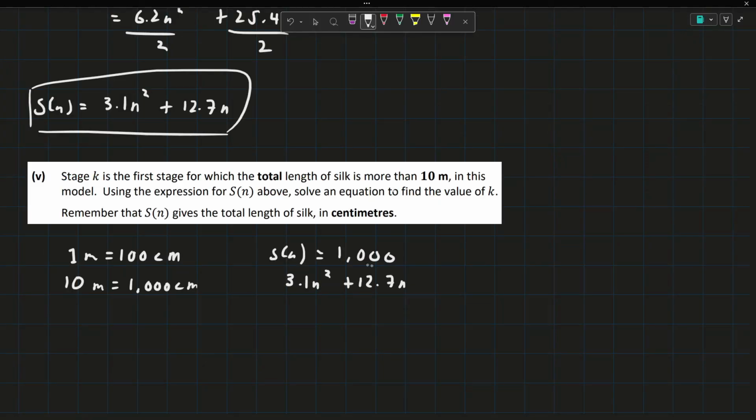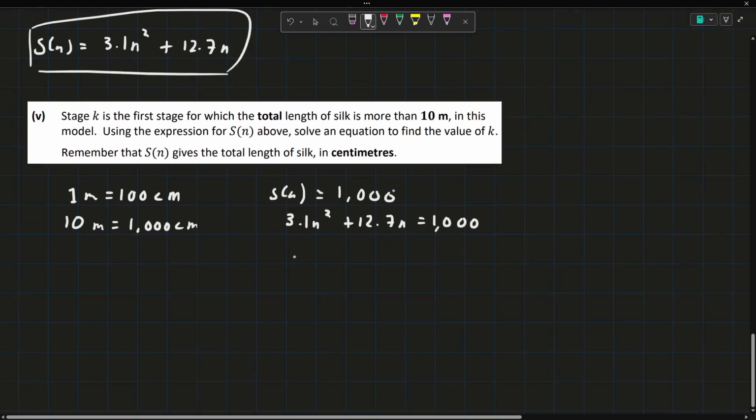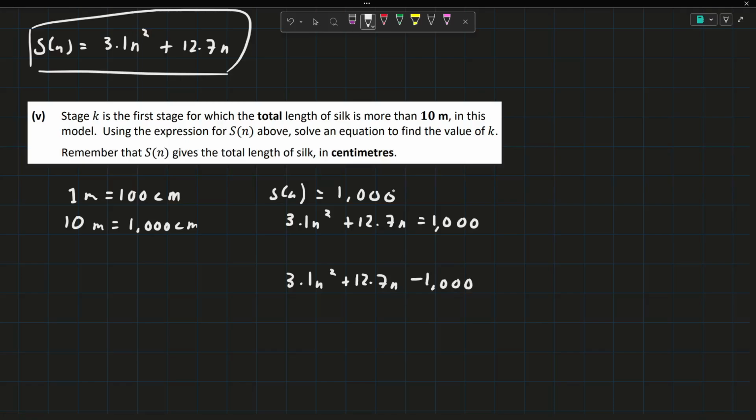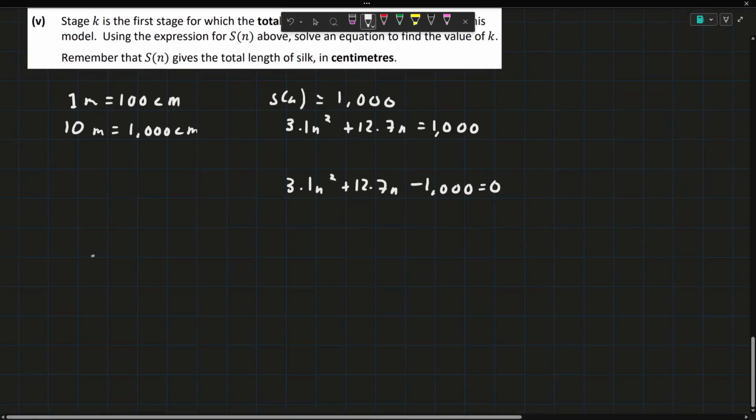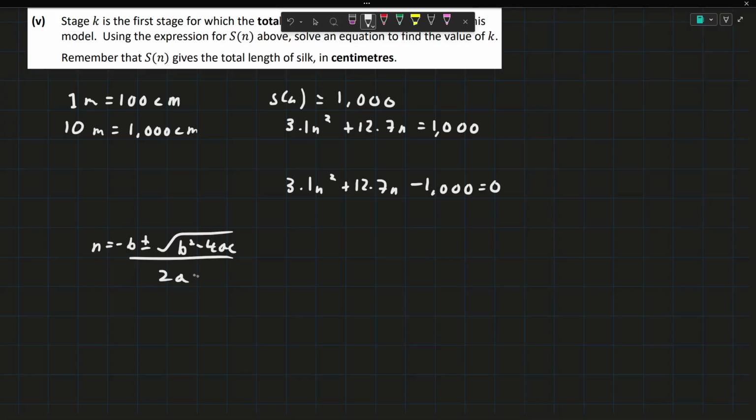So if we have this, this is S of n, and that's going to be equal to 1,000. We need to figure out what n is to make this equal to 1,000. So we can bring everything to one side so that we can use the quadratic equation. n will be equal to minus b plus or minus the square root of b squared minus 4ac, all over 2a. That's the quadratic formula. It's on page 20 of the Formulae and Tables booklet.